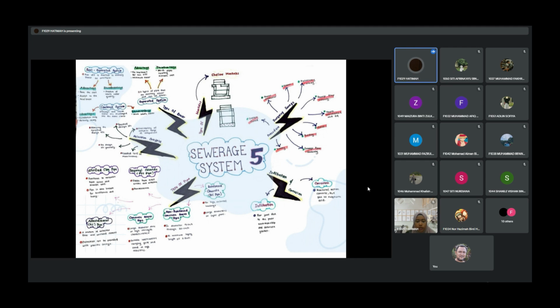chapter, sewerage system. In this topic, we have type of sewer. We have semi-separated system, separated system, and also combined system. And then next type of manholes and selection criteria.